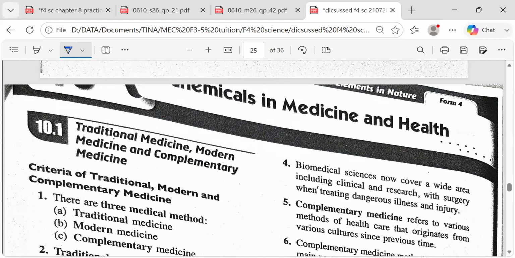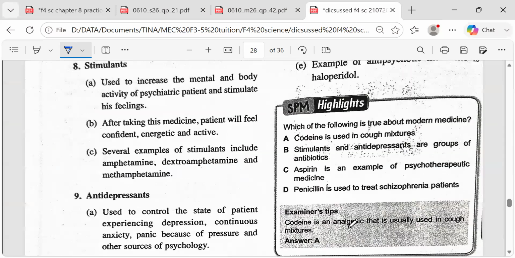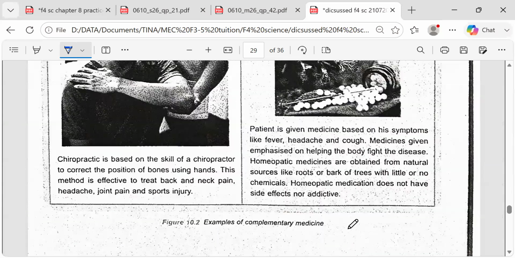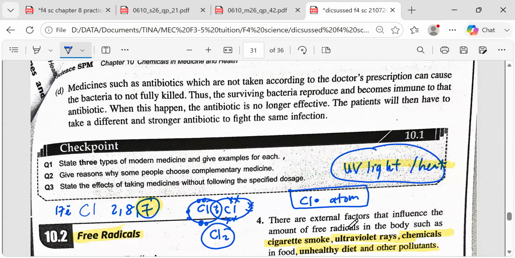Okay. And then remember complementary medicine, penicillin, antibiotics. Remember all this or not? Acupuncture, traditional medicine, all this. Okay, what are the 3 kinds of modern medicine? Analgesic, antibiotic, and one more? No, for mental health. For psychiatrist. Psychotherapeutic medication. Remember, there's 3. Antibiotic, analgesic, psychotherapeutic. And then do you remember what is free radicals?